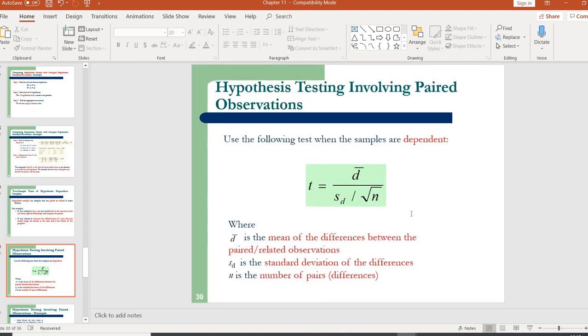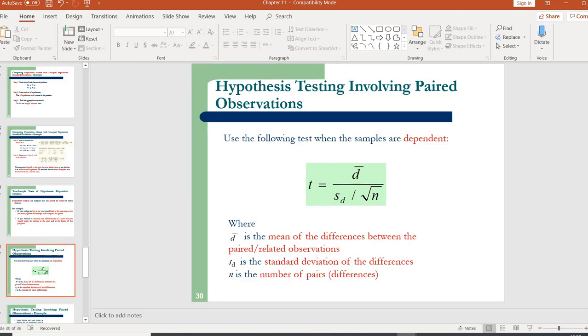Now if you have two samples that are dependent and you want to test whether their means are equal or not, we use the following formula. We use a t formula, which is equal to the mean difference between the two paired, dependent samples, divided by the standard deviation of the differences divided by the square root of n, which is the number of pairs, the number of observations.